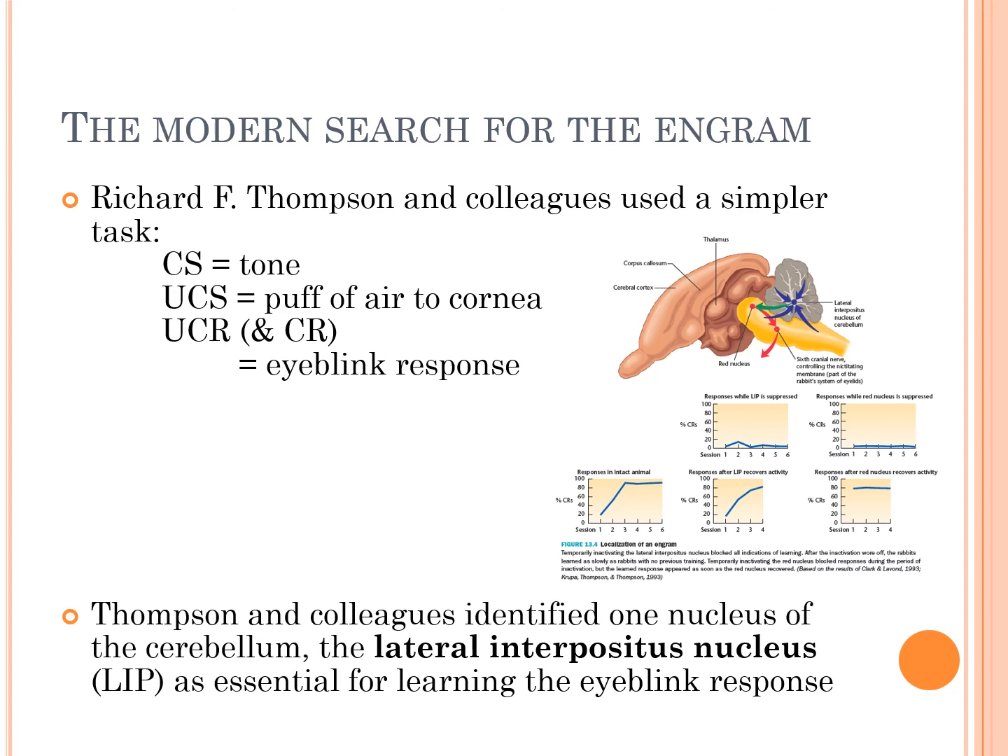So we move backwards again. We go back again to the lateral interpositus nucleus and say, okay, that's where learning occurred. So they discovered the engram for this particular eye blink response, for this kind of classical conditioning, this aversive conditioning, in the lateral interpositus nucleus of the cerebellum.